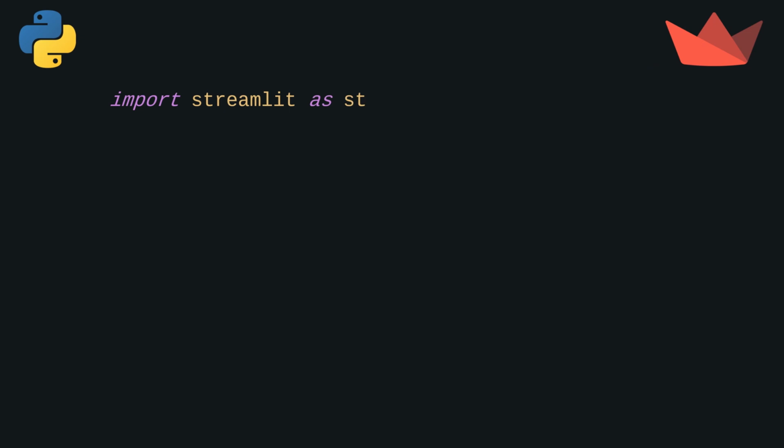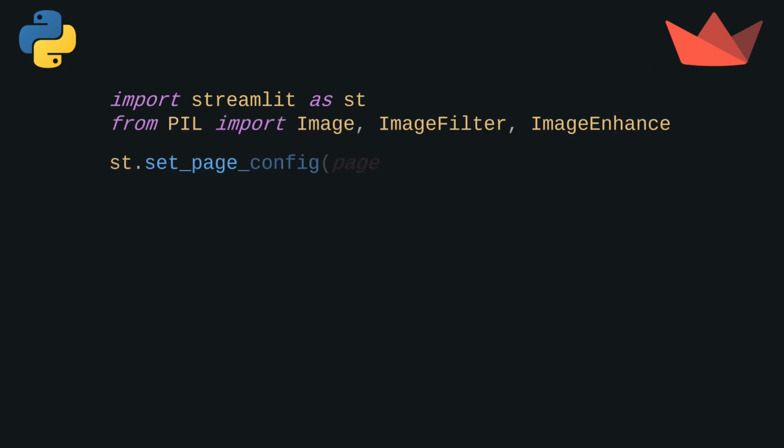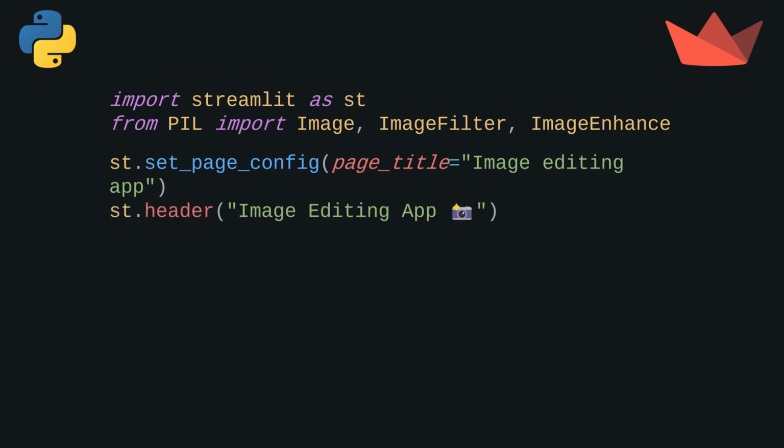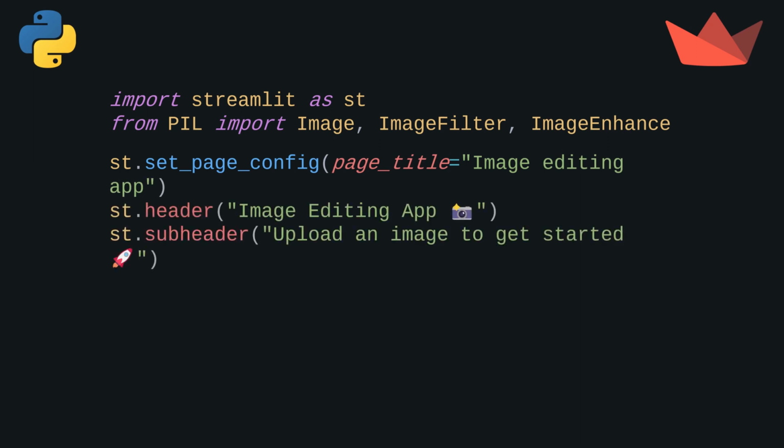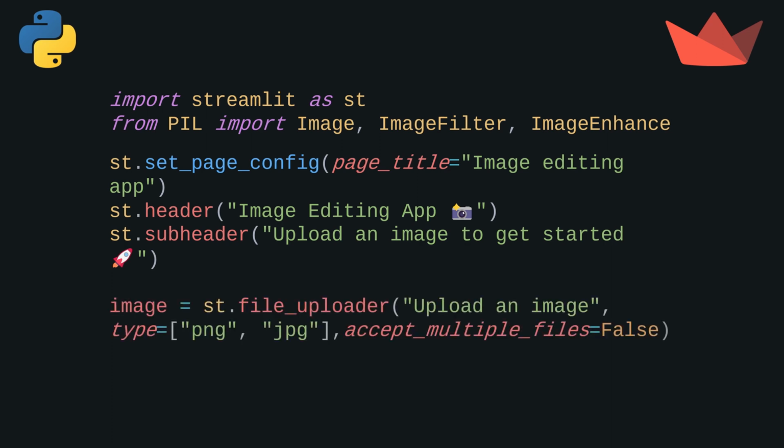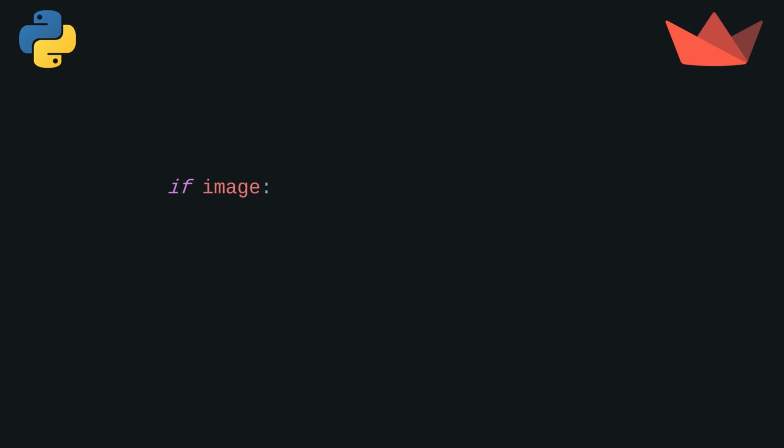Start by importing Streamlit and Pillow. We will set the title with set page config and passing the title of page. Set the header and subheader as well. Now use file uploader widget to get image file and only accept the PNG and JPG image formats. We will read image into image object.